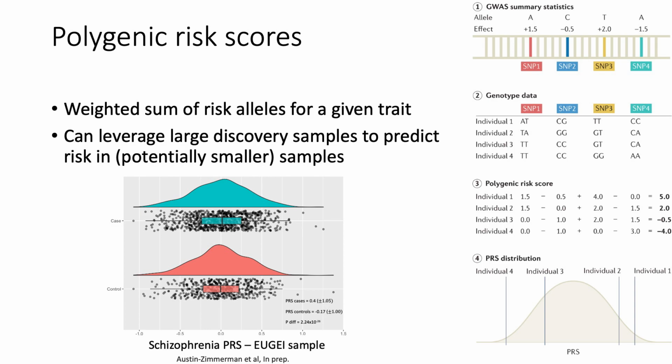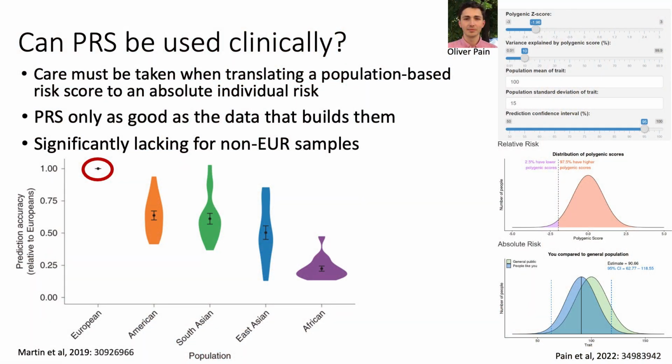But crucially, what you will also see on this graph is that there are cases with very, very low polygenic risk scores, and there are controls with very, very high polygenic risk scores. So this is not a diagnostic criteria. What we're doing really when we talk about polygenic risk scores is taking a population-based metric and applying it to an individual, and translating that to an individual absolute risk is not straightforward.